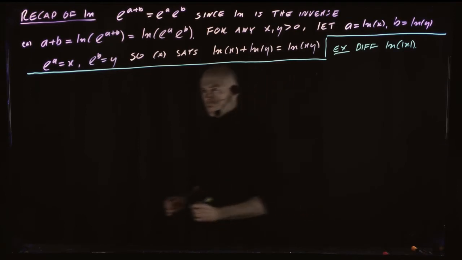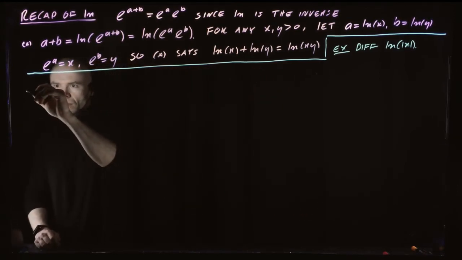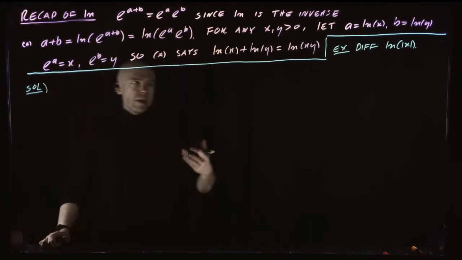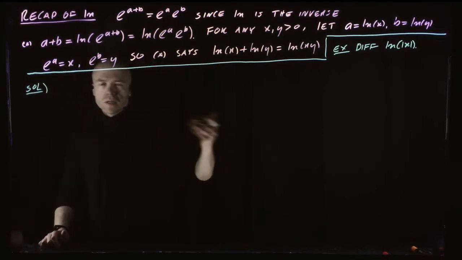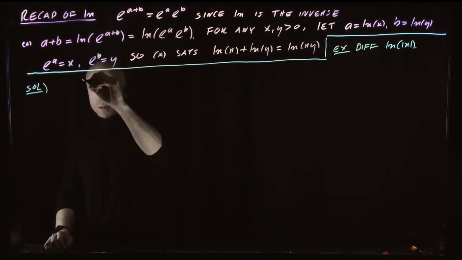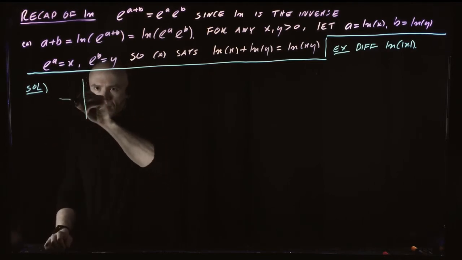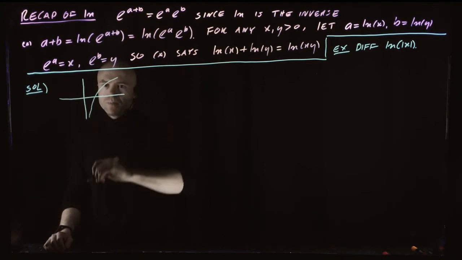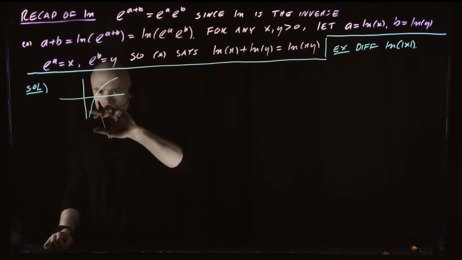Okay, solution. First, let's get some idea what we think it looks like, and then let's do the calculation and see if we conform with the picture. So what do we think it looks like? Log for positive x looks like this, right? And this is 1.